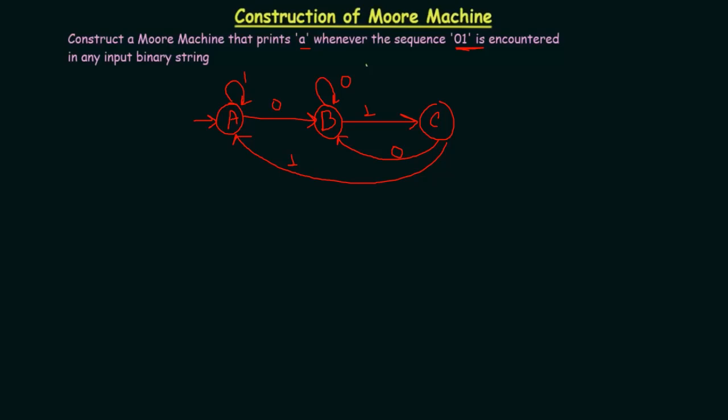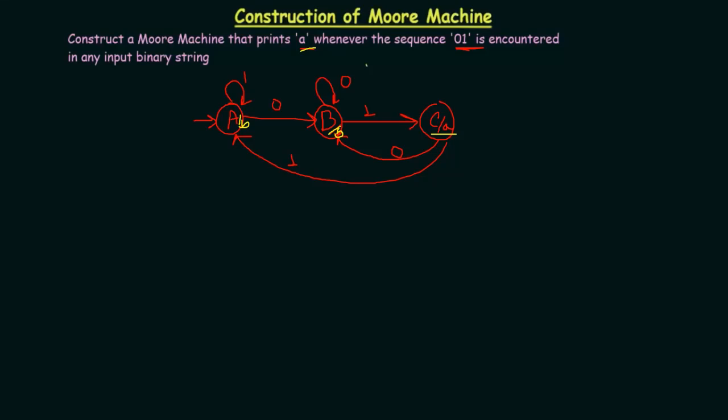So now if you look at this one, we just have to put the A output wherever it is getting accepted. So it is getting accepted at C. For all of the other cases, it is going to have the output of B. Okay, so here we are going to write A slash B, and also here we are going to write B slash B. Only for C it is going to have this A printed. Okay, so that is as easy as this.